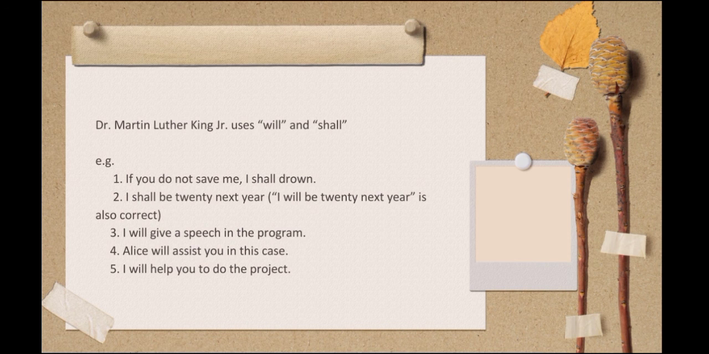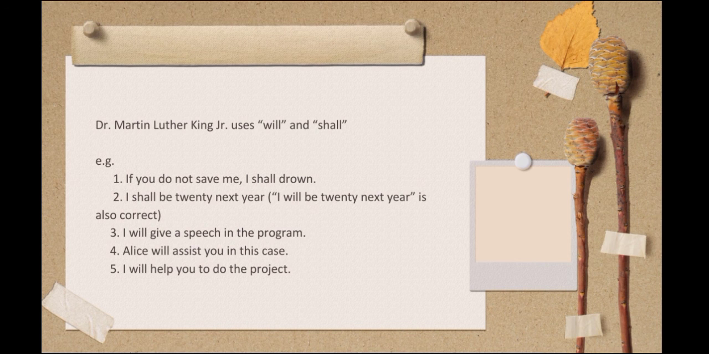So according to him, shall is used to express certainty or determination and can only be used with the first person, like I or we. For example, I shall or we shall. So here are some examples of future tense. Number 1: If you do not save me, I shall drown. Second: I shall be 20 next year, or I will be 20 next year is also correct.